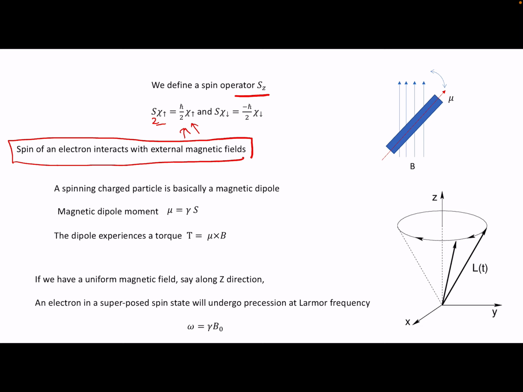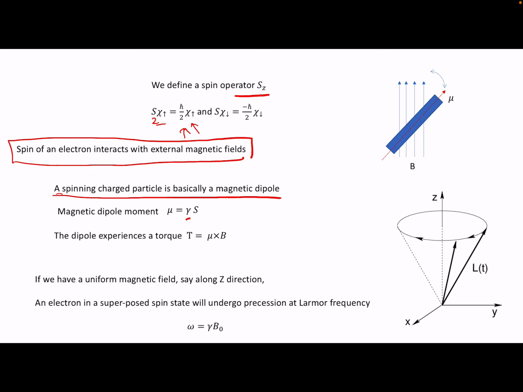And how does it work? A spinning charged particle is basically known to have a magnetic dipole, mu, which is given by some dipole constant gamma multiplied by the spin quantum number S. So if I have, let's say, some sort of an electron dipole given by this blue bar, you have mu, which is along the axis of this blue bar.